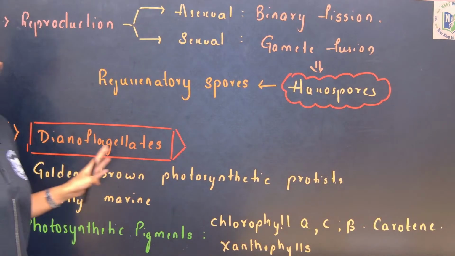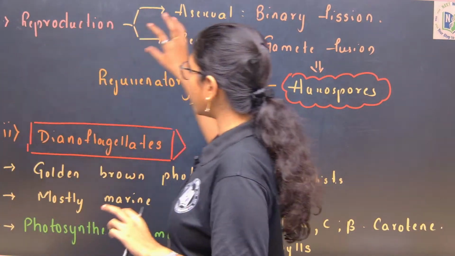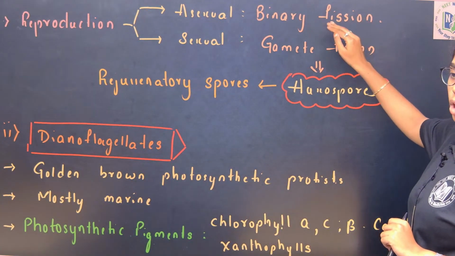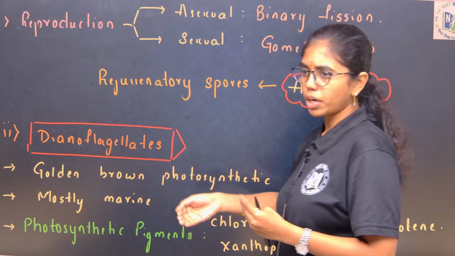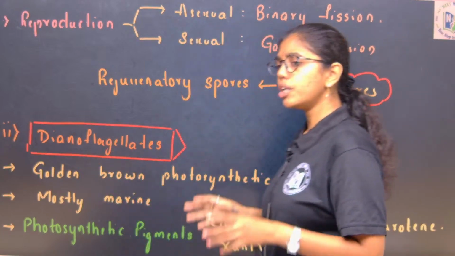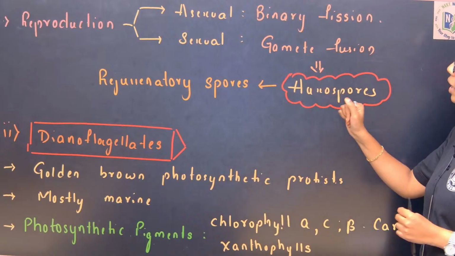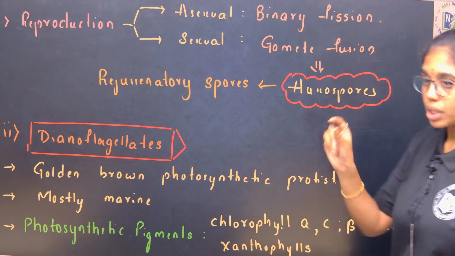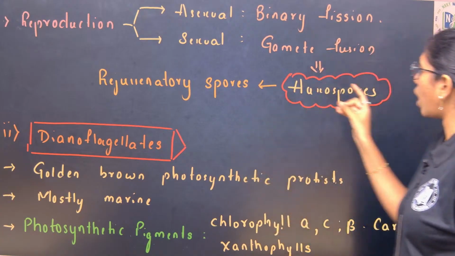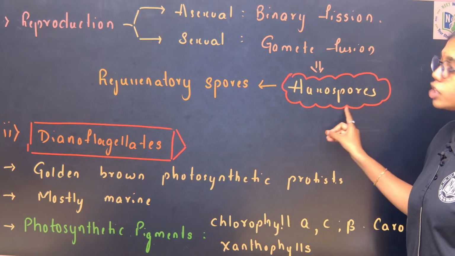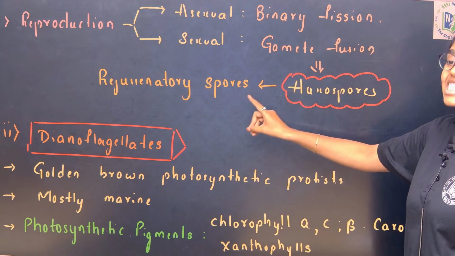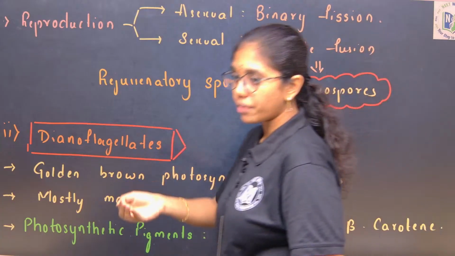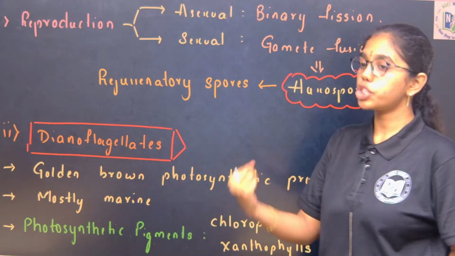Next, reproduction. We have both asexual and sexual reproduction in diatoms. First, the asexual mode, the most common mode of reproduction, is binary fission, which occurs in favorable conditions. Sexual reproduction is through gamete fusion. After gamete fusion, the zygotic structures which are formed are called auxospores. These auxospores are known as rejuvenatory spores, because when favorable conditions resume, they regain their shape and structure.